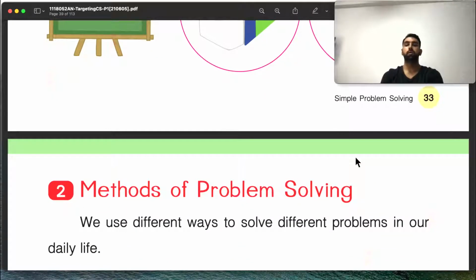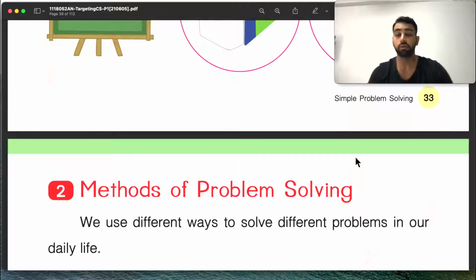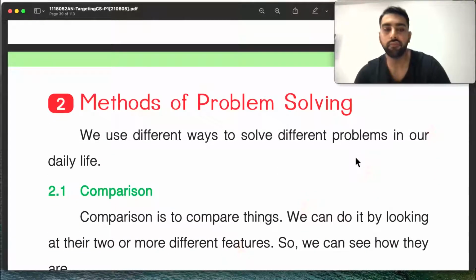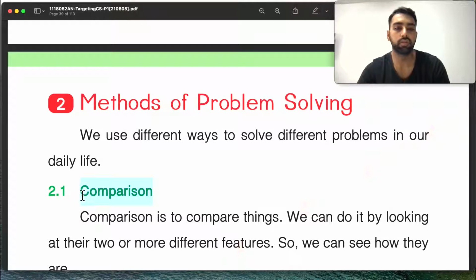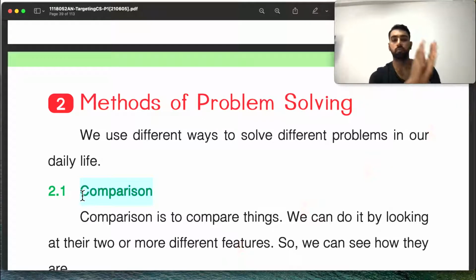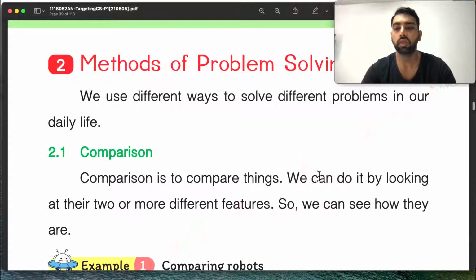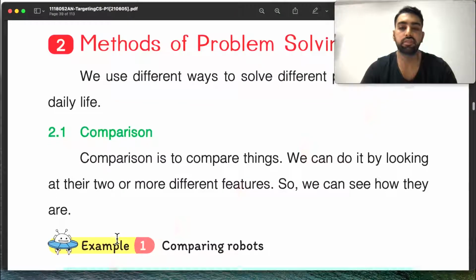The methods of problem solving. How do we solve a problem? The different ways of solving a problem. Okay, let's check this out. Which thing do we have? Number one, we have comparison. We have to do comparison between two things, or three. First we're going to do it with two things. We're going to look at which things are common and which are not. Comparison is comparing things. We can do it by looking at two or more different features, so we can see how they are. Alright, let's see what this is about.